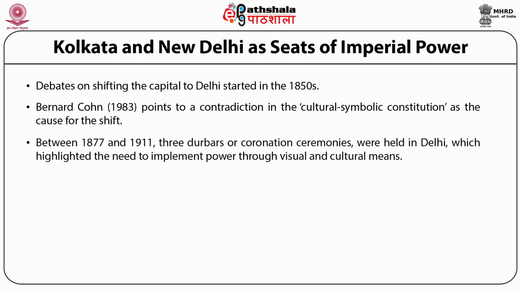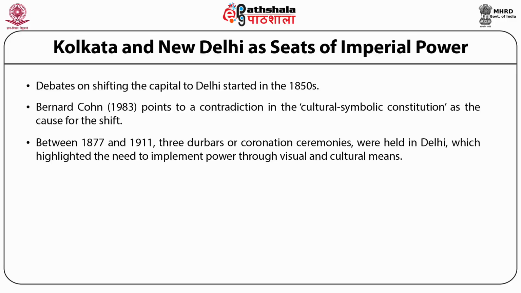Between 1877 and 1911, three coronation ceremonies or darbars were held in Delhi. The first was the Imperial Assemblies in 1877 that crowned Victoria as the Empress of India. The second and third took place in 1903, that is the coronation of Edward VII, and 1911, the coronation of George V. These darbars consolidated the image of Delhi as an imperial city and paved the way for the construction of a colonial capital.